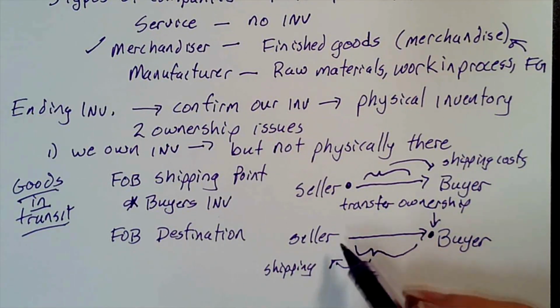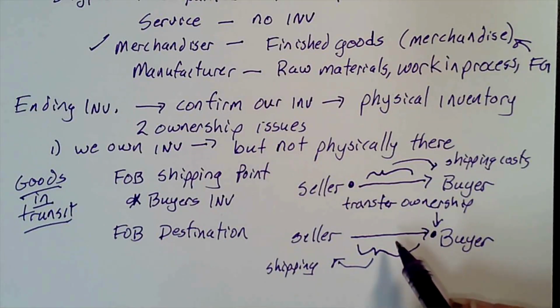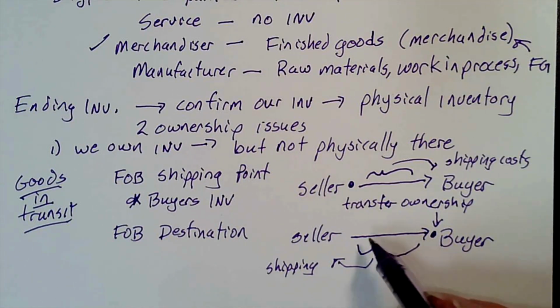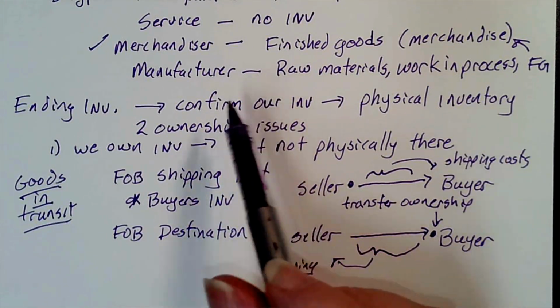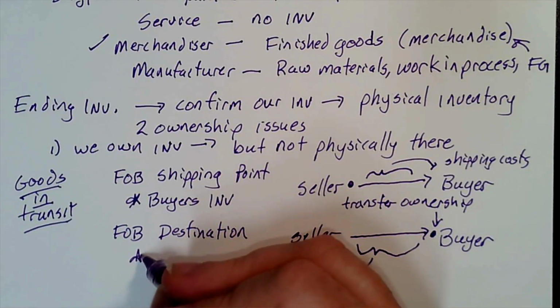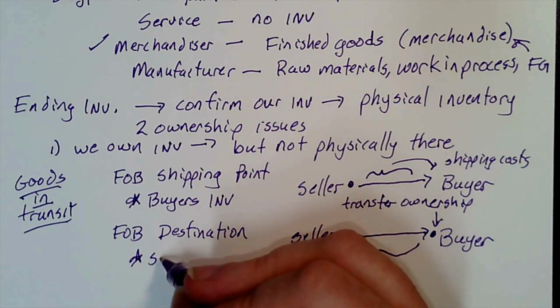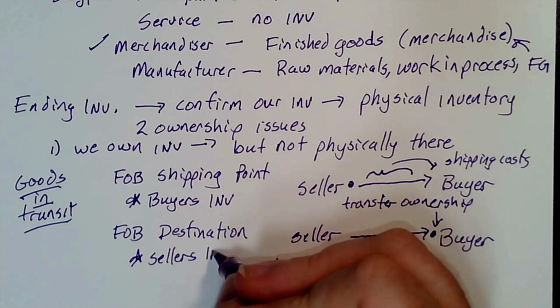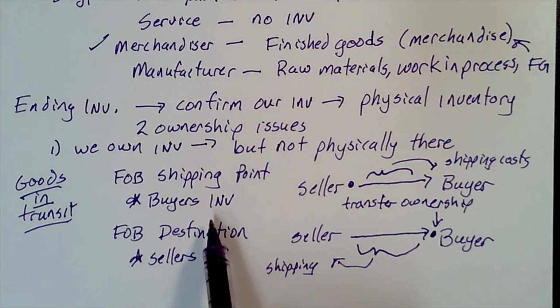but you can also see the seller owns the goods, even though the goods have left the seller's warehouse. They're in a truck or they're on a boat somewhere, but they're still the seller's inventory. So when we want to confirm our inventory before we start doing all of our fancy costing methods, under sales terms of FOB destination, this is still the seller's inventory, even though it's not physically present. So FOB shipping point, the buyer needs to be aware that that's their inventory, and under FOB destination, there's going to be inventory that's not there, but that is the seller's inventory.